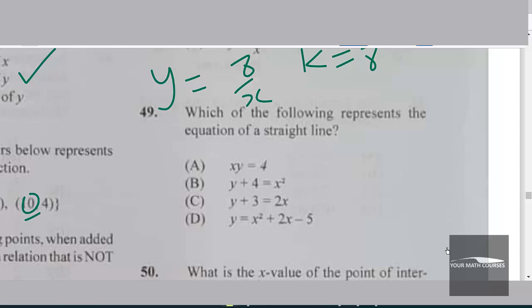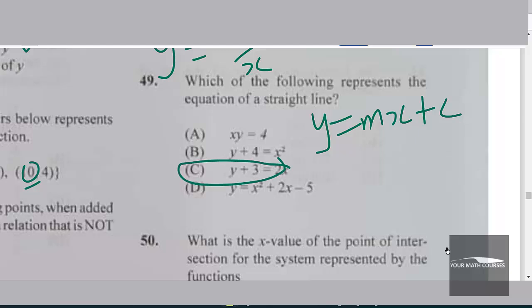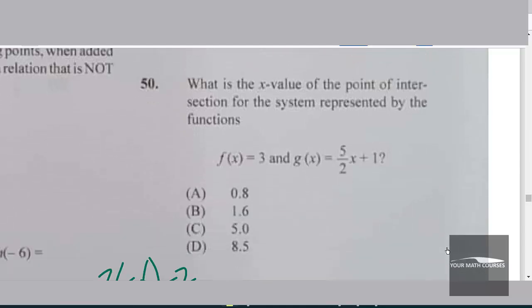Number 49. Which of the following represents the equation of a straight line? The equation of a straight line is of the form y equal mx plus c. You can see that the only equation we can rewrite in that form is y equal 2x minus 3. So the correct answer is option C. The rest of them, we cannot write in that form.